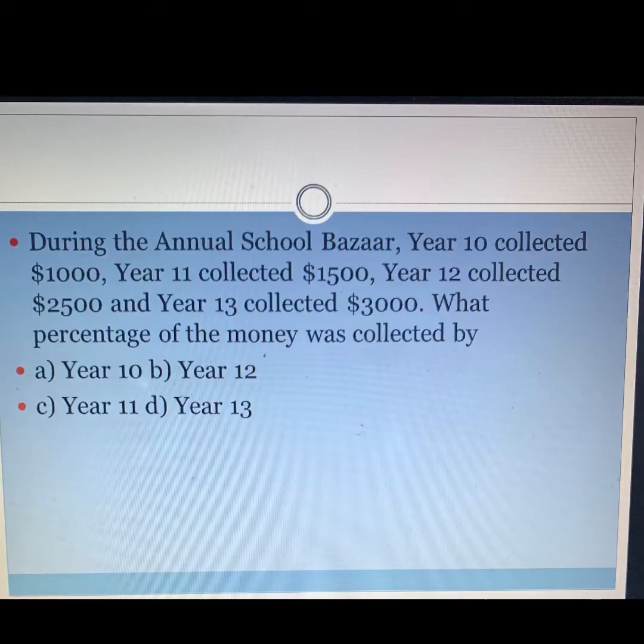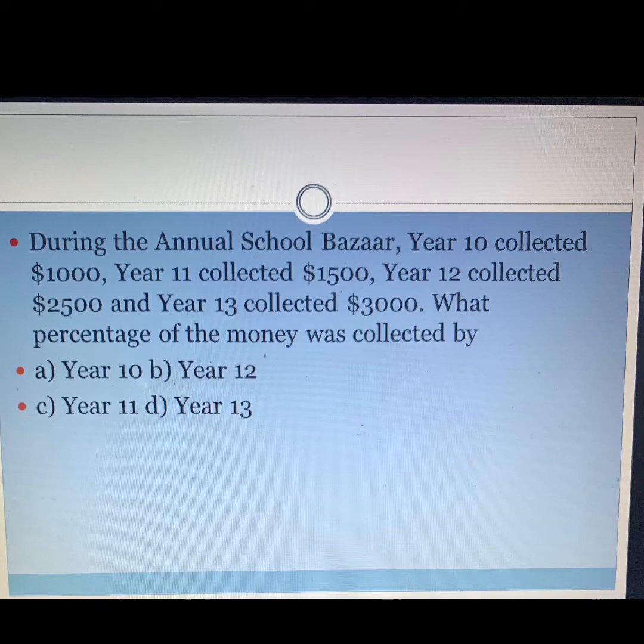Okay, let's look at the last problem of the lecture. It says during the annual school bazaar, year 10 collected $1,000, year 11 collected $1,500, year 12 collected $2,500, and year 13 collected $3,000. What percentage of the money was collected by all of them? I'll just do one, the others you have to do on your own.